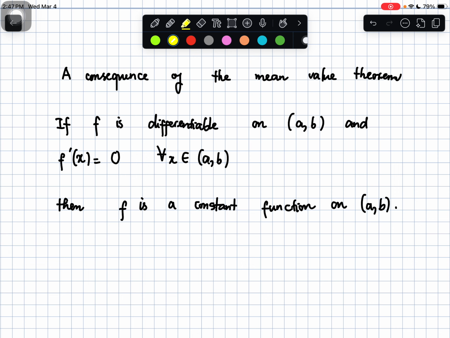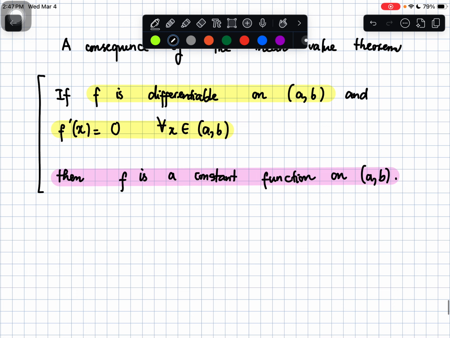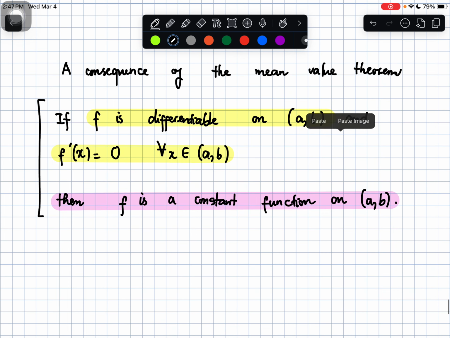The first one, f needs to be differentiable on this open interval. Second condition, f prime of x equals 0 for all x between a and b. And the conclusion is f is a constant function. Let's prove this. We use the mean value theorem to show this one.